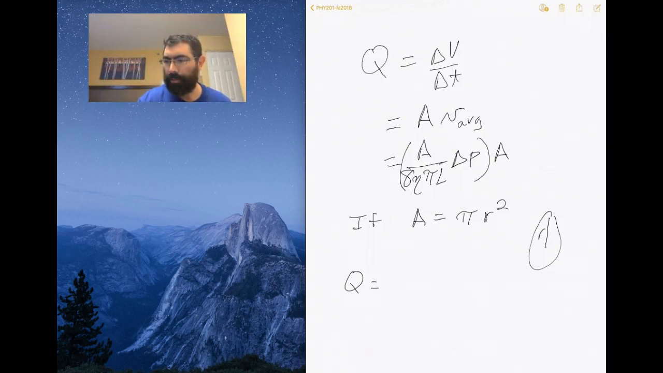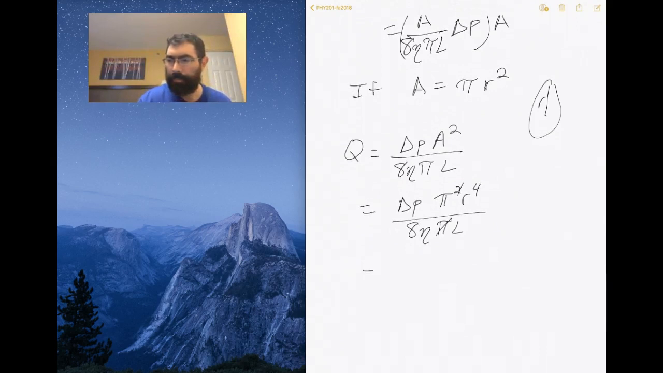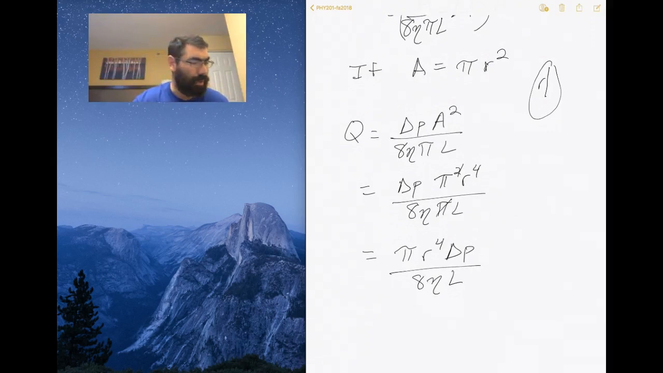delta P area squared over 8 eta pi divided by the length. If I throw in that circular area, I have delta P pi squared r to the fourth over 8 eta pi L. One of the pi's canceled, and I'm left with pi radius to the fourth power delta P over 8 times viscosity times the length. And so this is known as Poiseuille's equation.